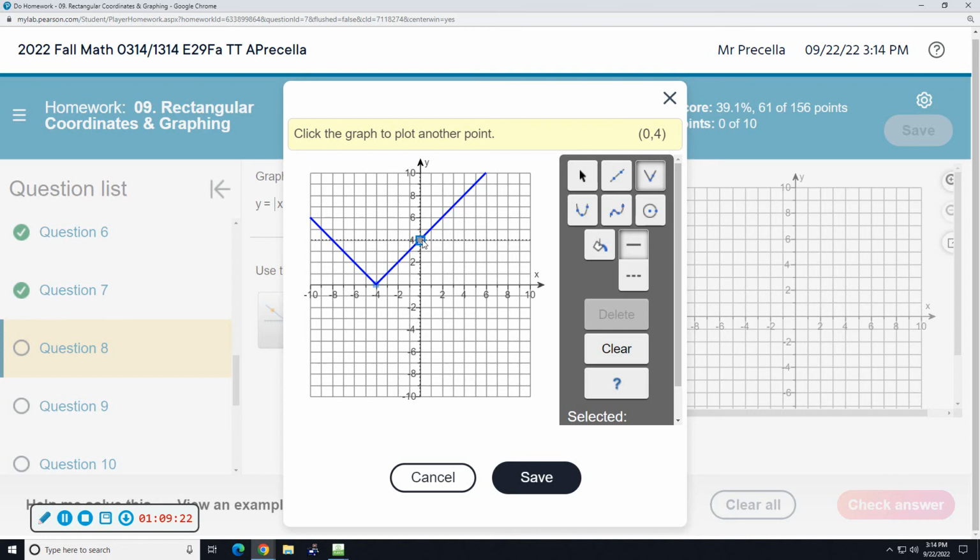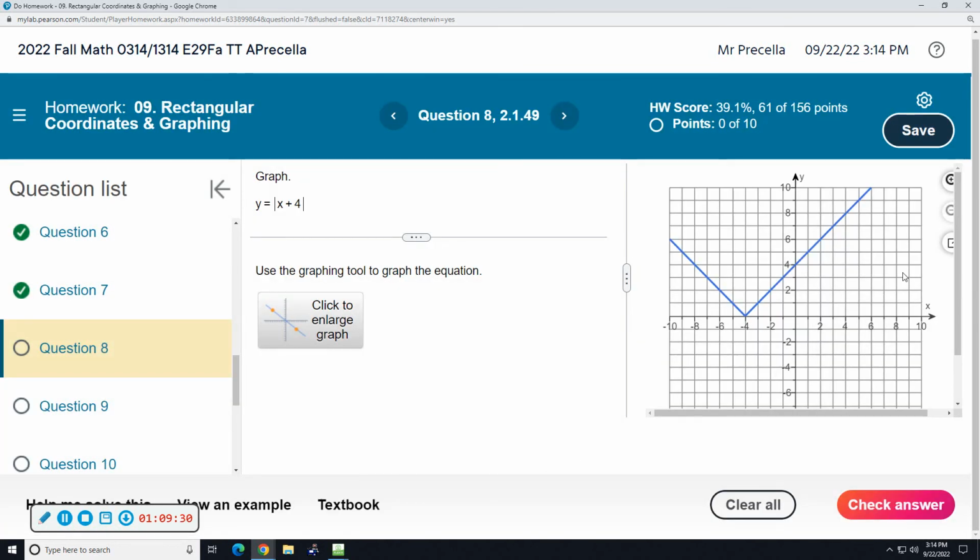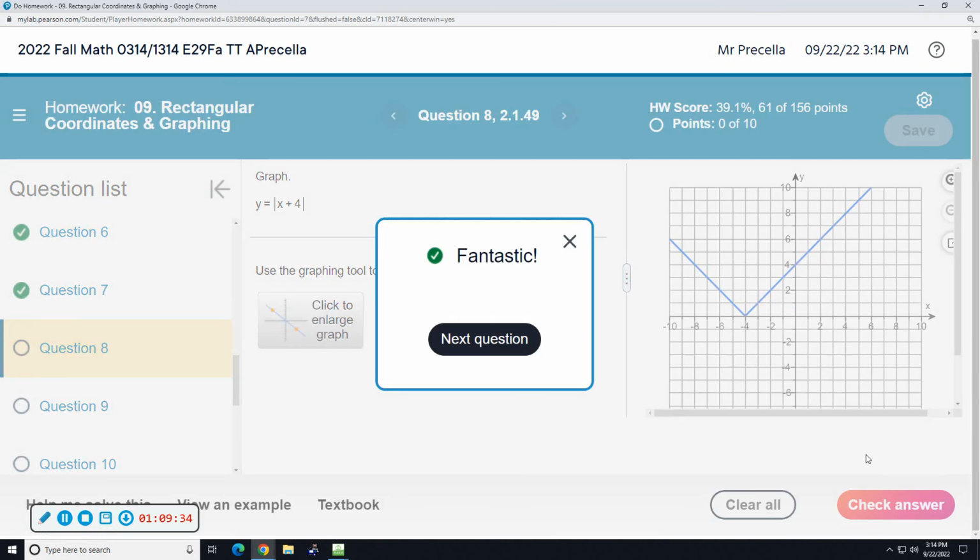0. Look at that yellow box. Do y'all see it's showing 0, 4? So I know I'm at the right spot. Save it, transfer it back to the original grid, check answer. Any questions there?